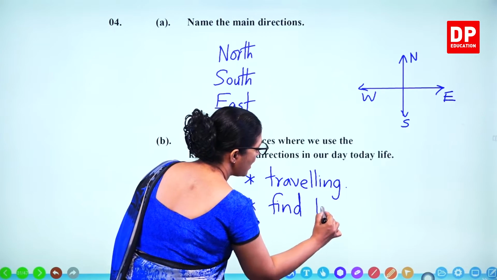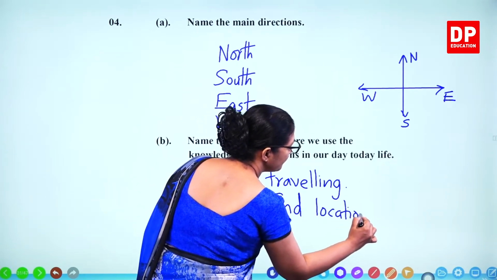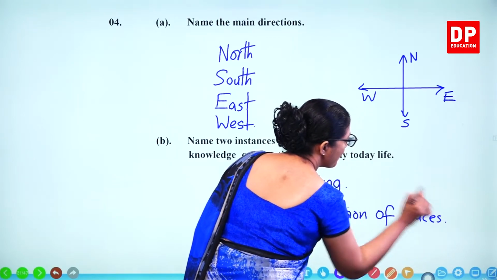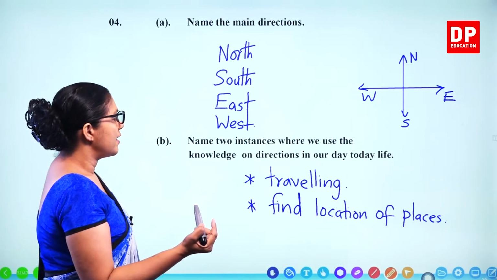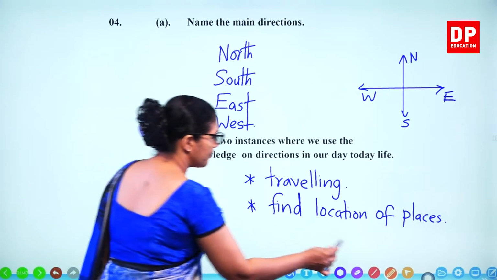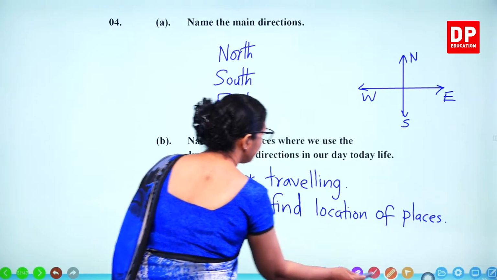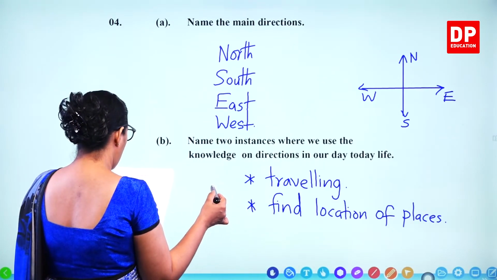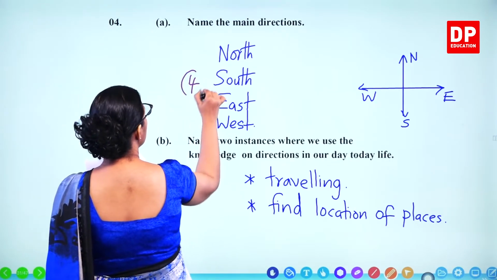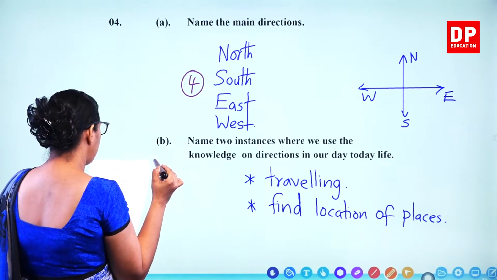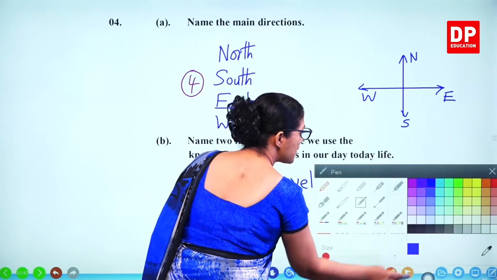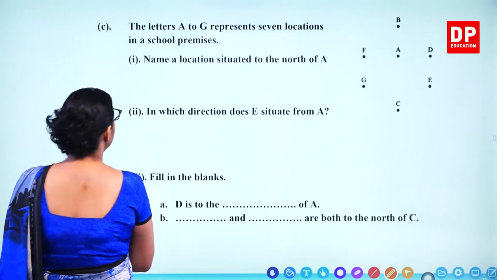Find the location of places. So traveling, finding the location of places, you need direction. So how many marks? You are getting 4 marks for this one, and then 2 marks. So 4 plus 2, 6.